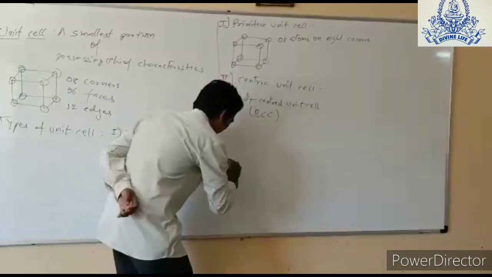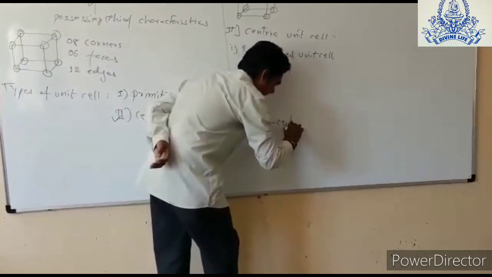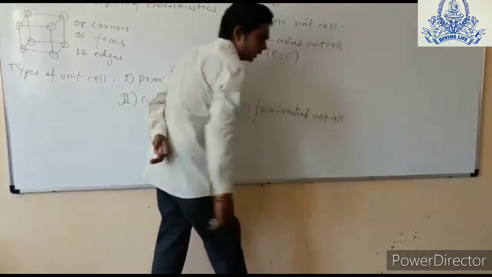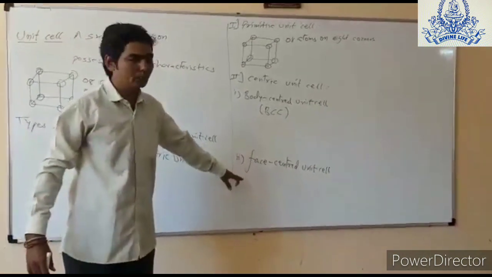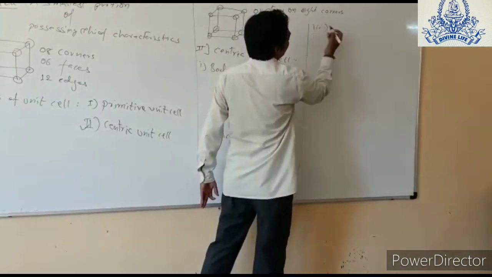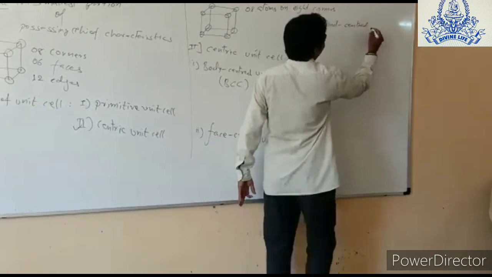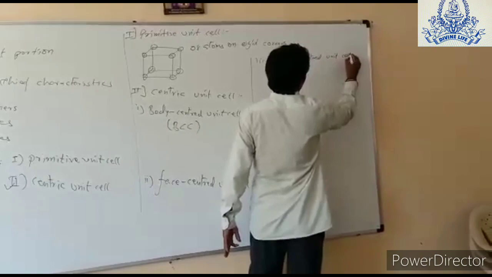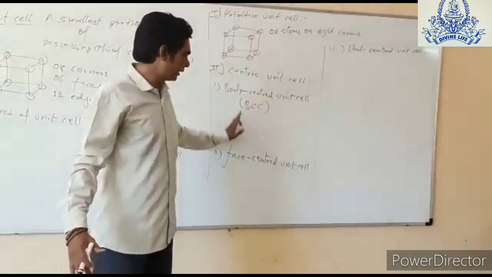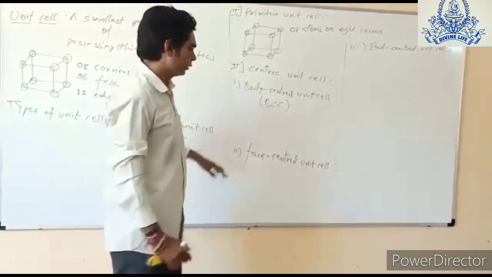Second is the face centered unit cell and third is the end centered unit cell. So there are 3 types of centric unit cell: body centered, face centered and end centered. So now, what is a body centered unit cell?